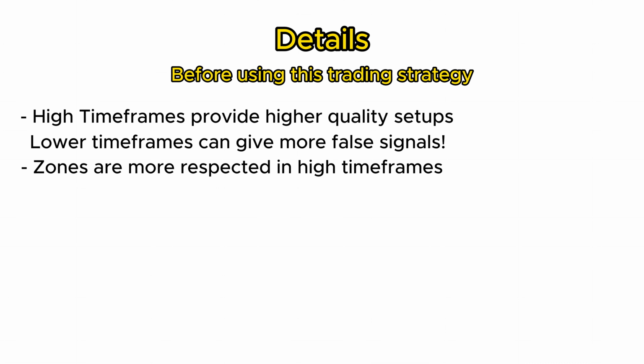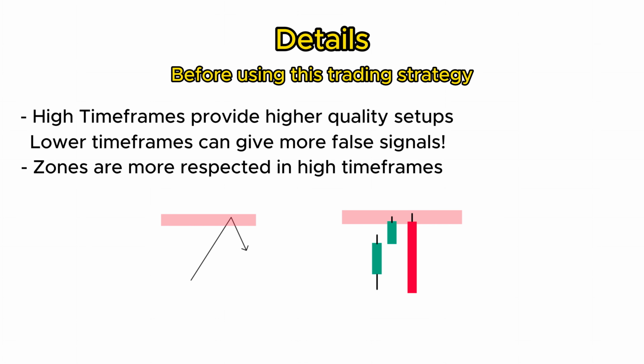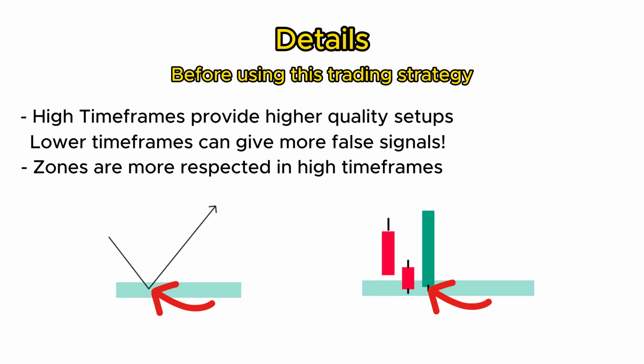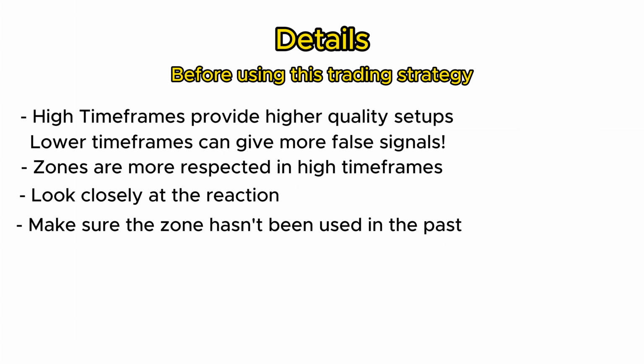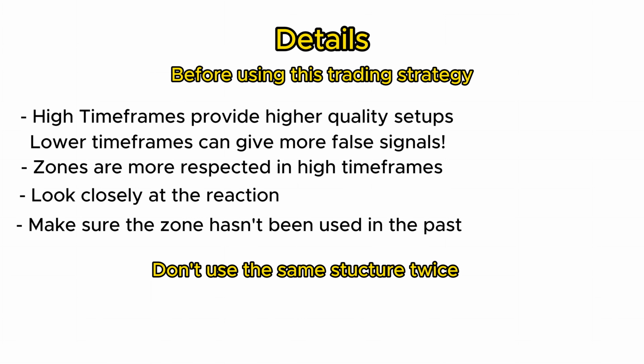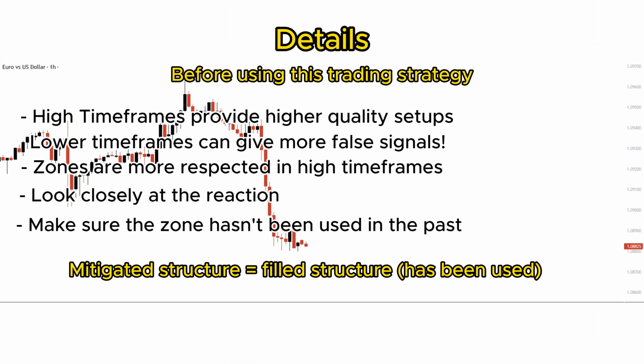What we also should know, and it's really important, is that we need to wait for this pattern to form and look closely once the price hits the supply, demand, order block, or fair value gap zone. Make sure to notice if the price had a reaction when touching the zone. What was the reaction? And make sure the zone hasn't already been used in the past, because some smart money structures like the order block and fair value gap shouldn't be used twice. Once these structures fill, we call them mitigated zones.